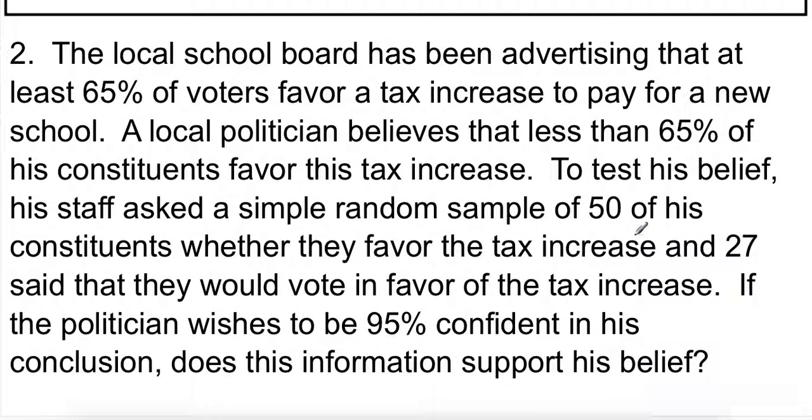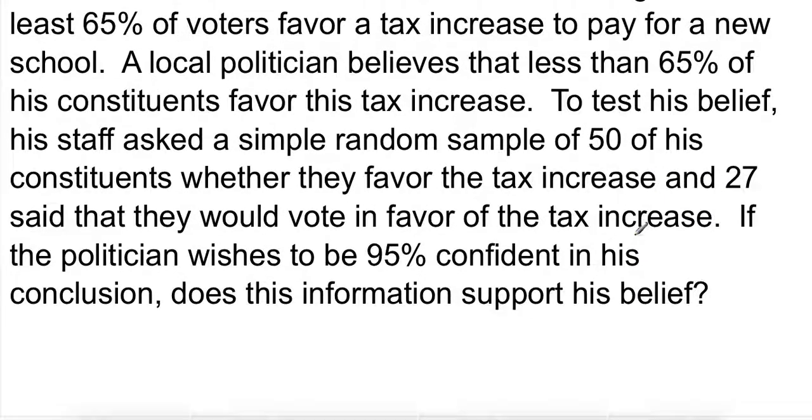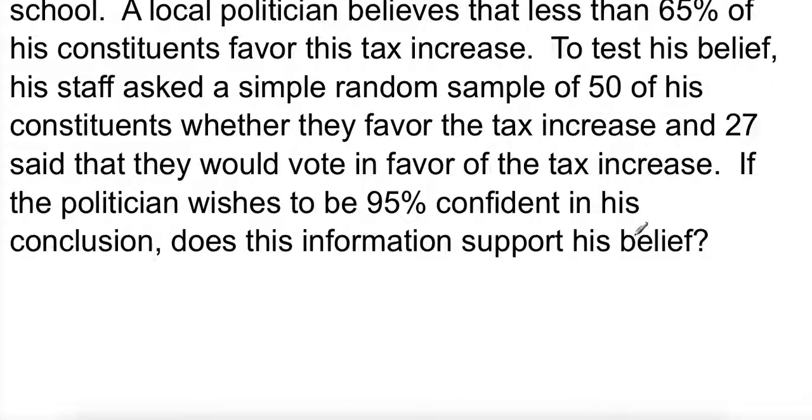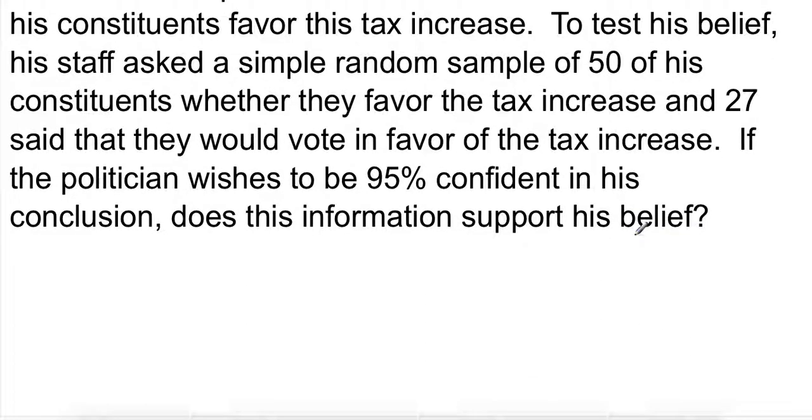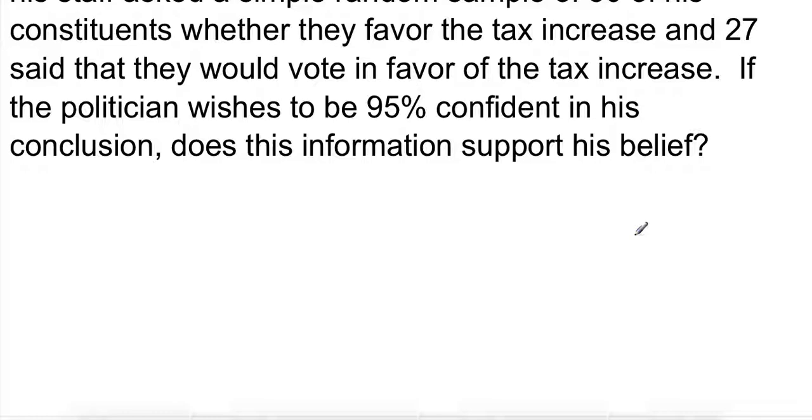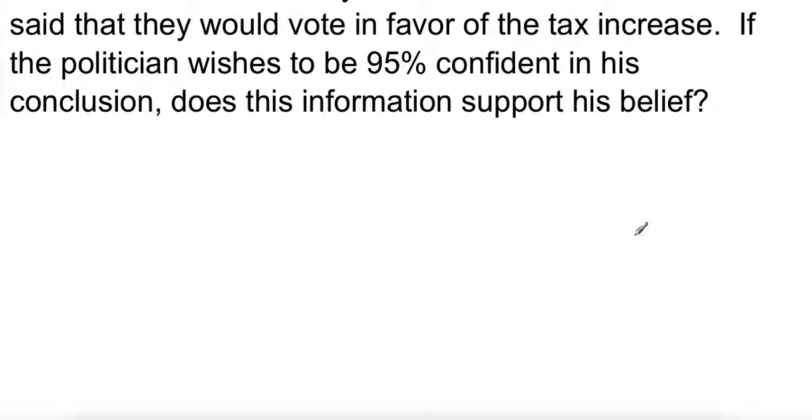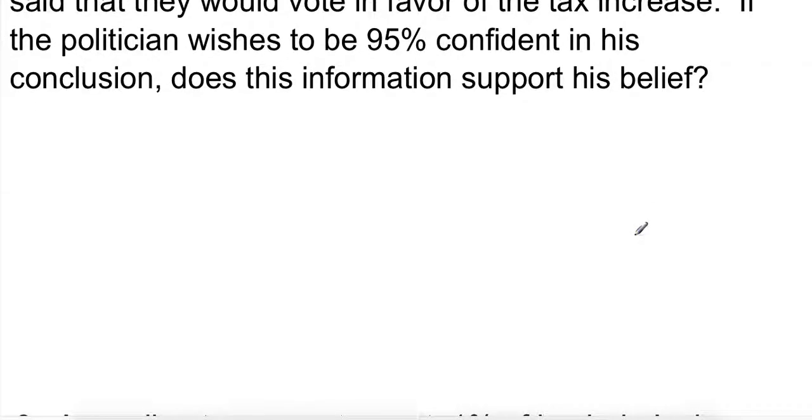The local school board has been advertising that at least 65% of voters favor a tax increase to pay for a new school. A local politician believes that less than 65% of his constituents favor this tax increase. To test his belief, his staff asked a simple random sample of 50 of his constituents whether they favor the tax increase, and 27 said they would vote in favor of a tax increase. If the politician wishes to be 95% confident in his conclusion, does this information support his beliefs? Okay, so that's what we're working through.